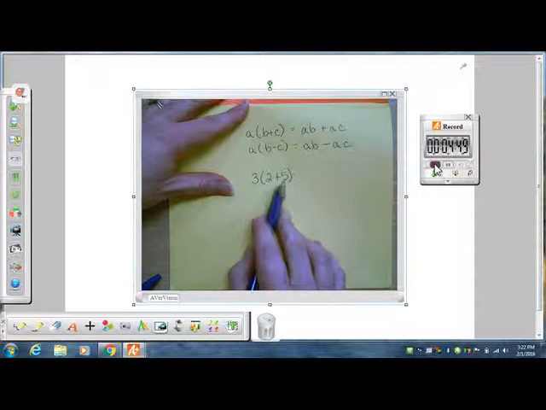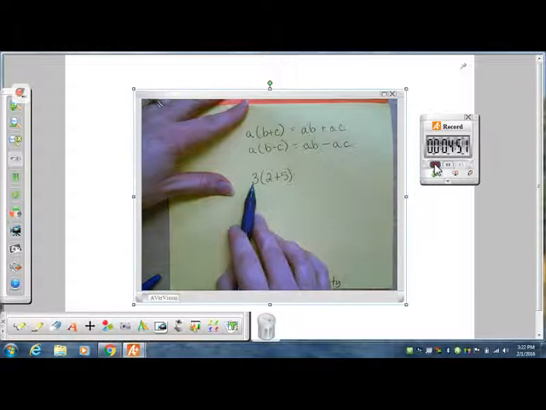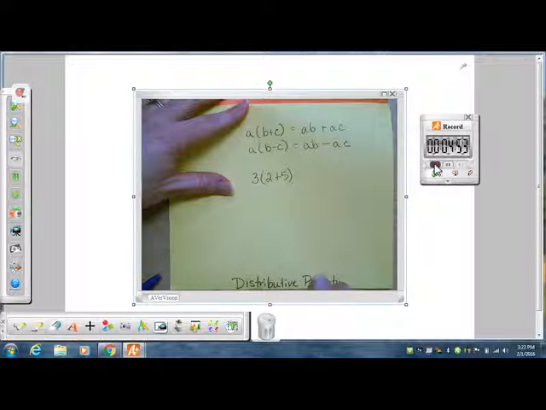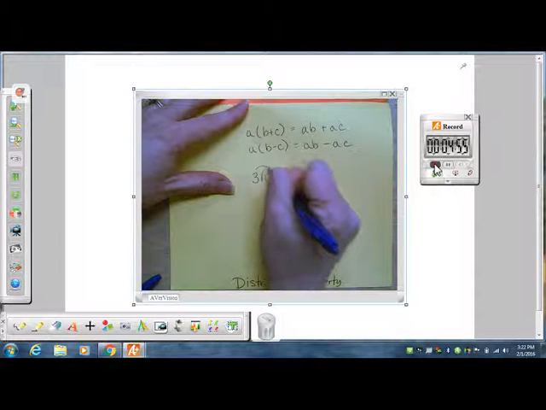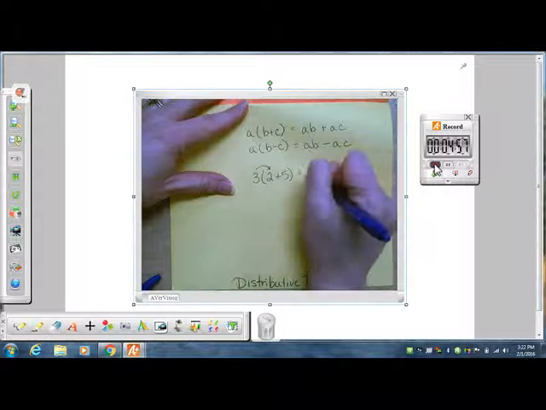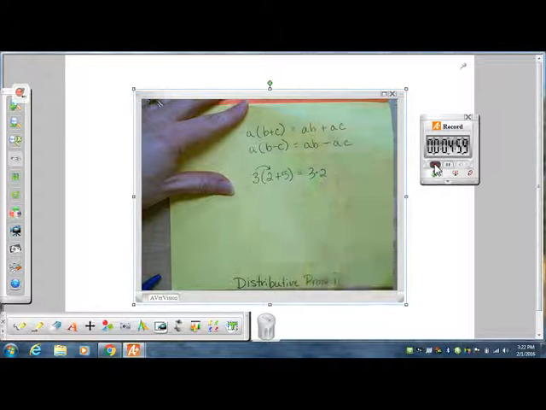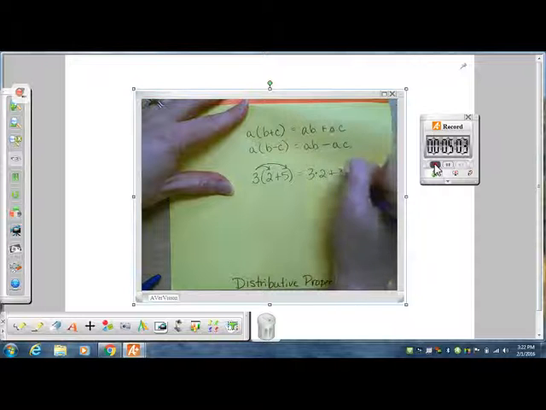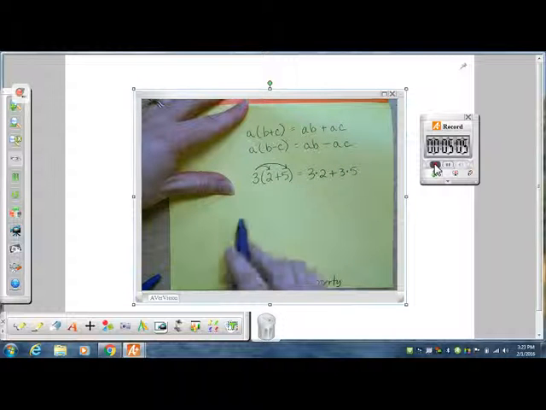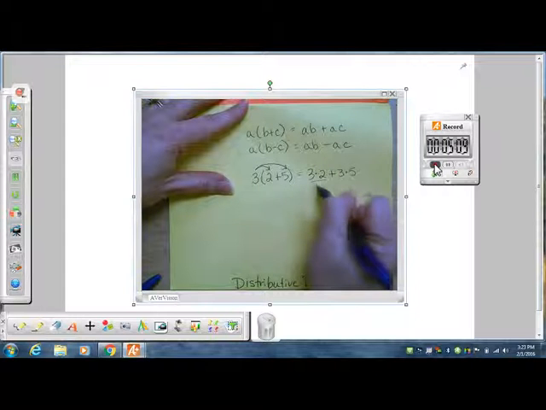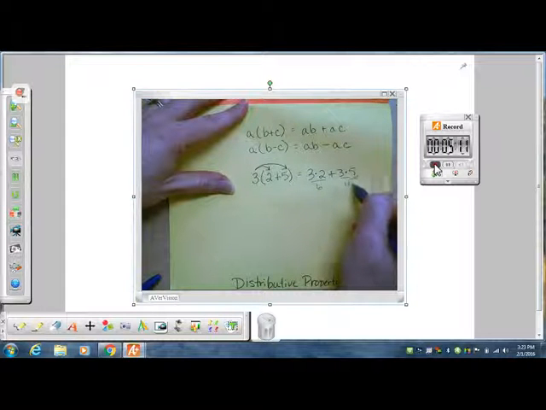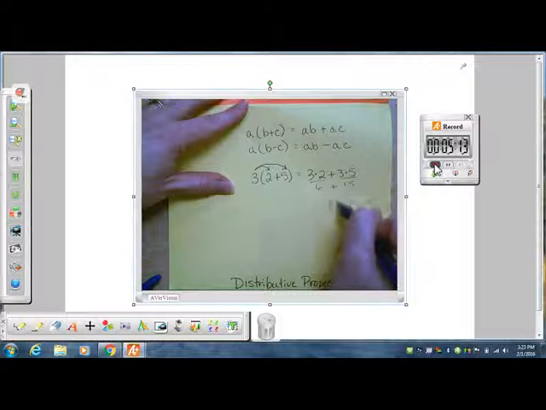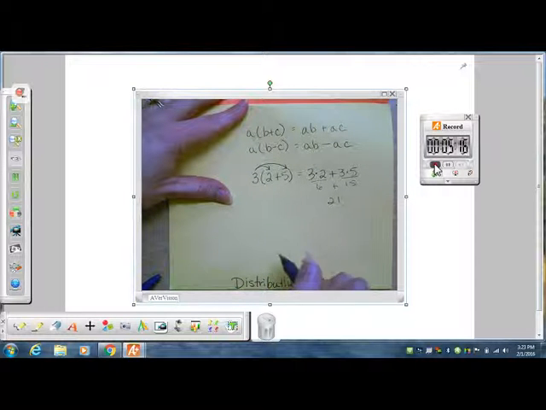Well, our order of operations say that we would take 2 plus 5, which is 7. 7 times 3 is 21. But we could also do this. We could take 3 times 2 plus, and then I can do this part here, 3 times 5. So I distribute or give the 3 to both of the parts on the inside. Well, 3 times 2 is 6. 3 times 5 is 15. So when I add those, I get 21.